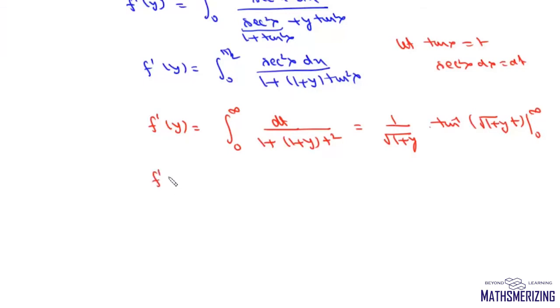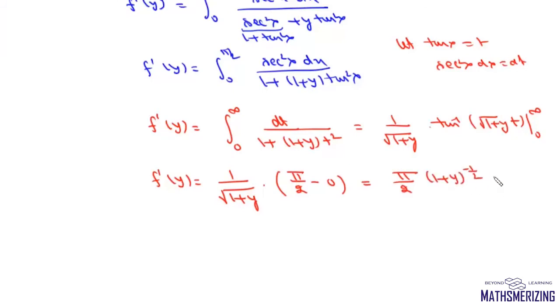So this f dash y will be 1 upon square root of 1 plus y, and then if we put t as infinite, it will be tan inverse infinite, which is pi by 2, minus tan inverse 0, which is 0. So we'll write this as pi by 2 times (1 plus y) to the power minus 1 by 2.